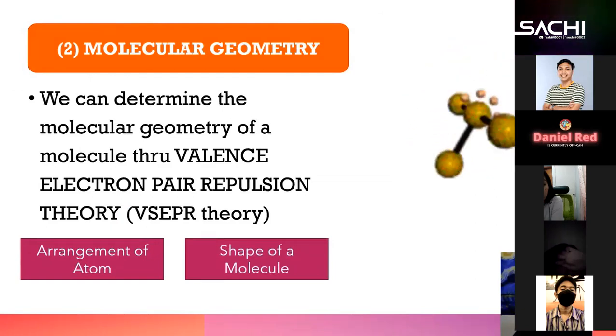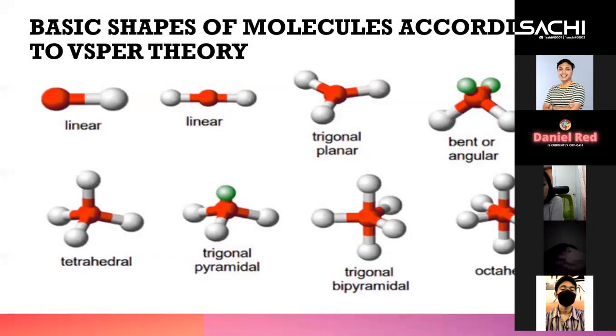So once again, these are the basic shapes of molecules according to VSEPR theory. You have the linear, the trigonal planar, the bent or angular, tetrahedral, trigonal pyramidal, trigonal bipyramidal, and octahedral. You can take a screenshot of this particular presentation for you to have a reference. This is also an addition to the previous discussion on the basic shapes of molecules.